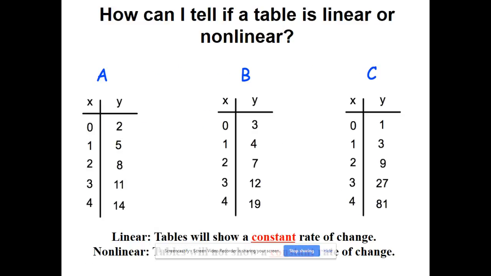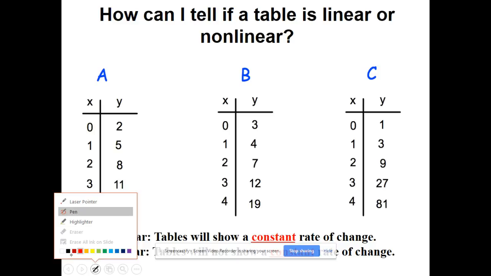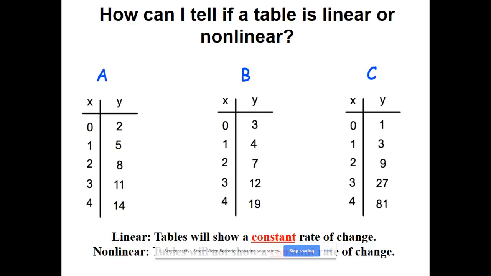First, we're going to look at seeing how we can tell if a table is linear or nonlinear. To understand whether a table is linear or nonlinear, we need to look for a constant rate of change. The word constant means that something is the same. So first we're going to look at our y values, then we will look at our x values. So let's start with function a.